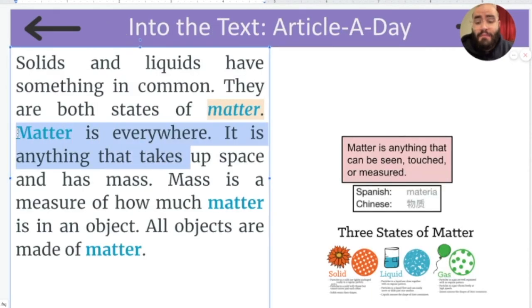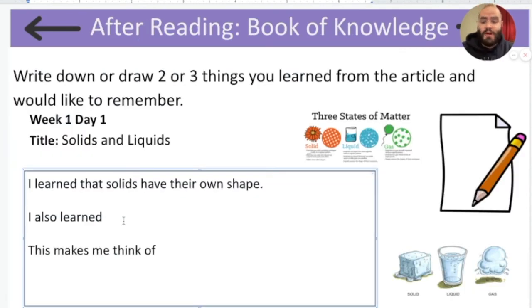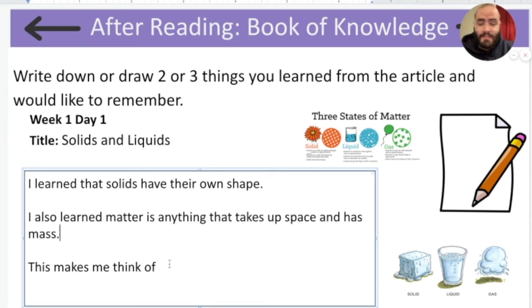I also learned that matter is anything that takes up space and has mass. I'm going to write that down as well. Matter is anything that takes up space and has mass. This makes me think of doing experiments in my science class because I remember doing experiments with water and we talked about the three states of matter with water.